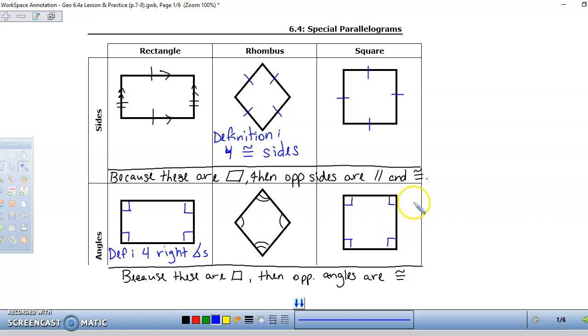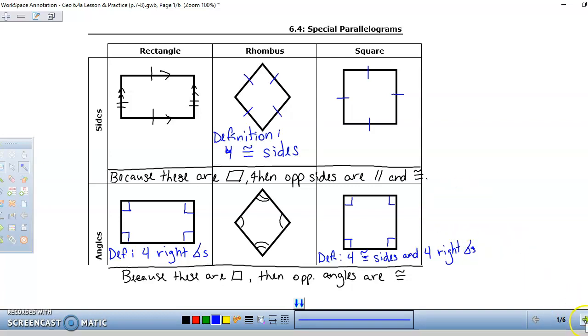Okay, and then the definition for a square is a combination of a rhombus and a rectangle. So for definition of a square, you're going to have four congruent sides and four right angles. Sorry, you're going to have to cram that one in there.